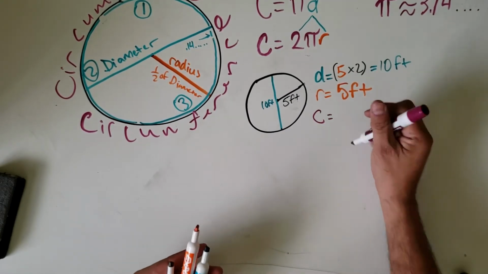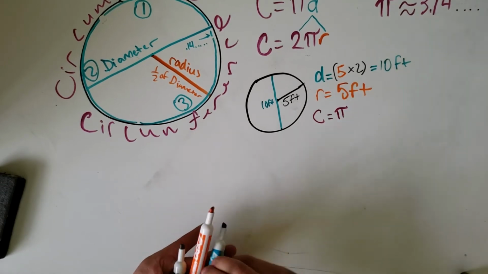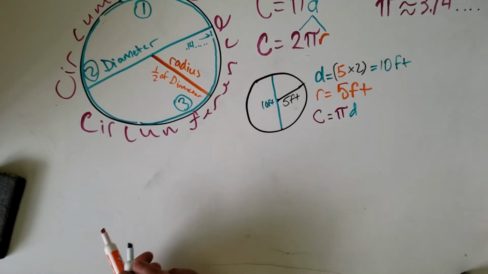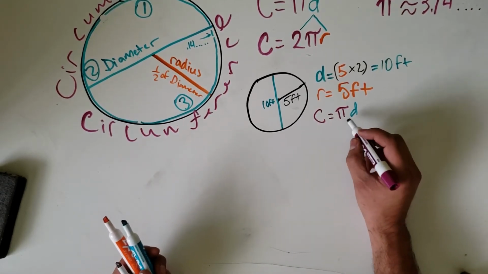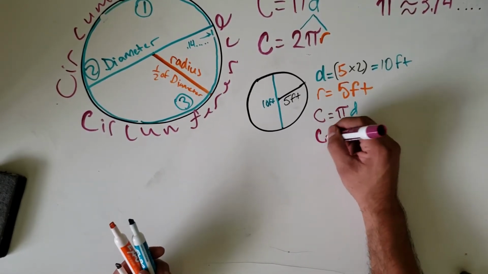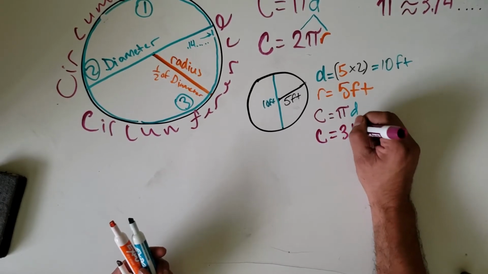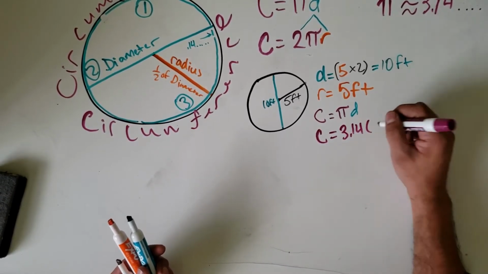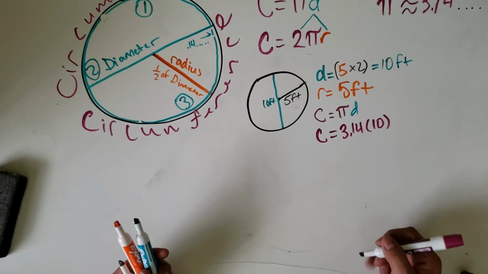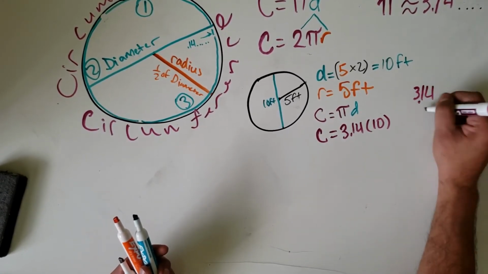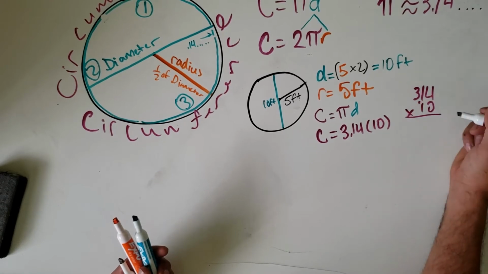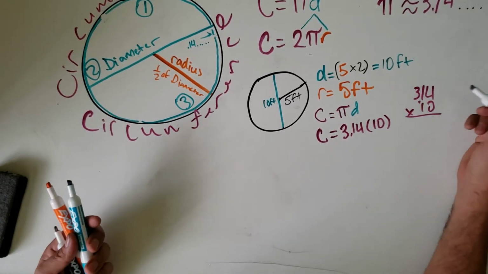So I'm going to put the formula here. I'm going to put pi d. And now I'm just going to replace those two symbols with what they really mean. So I'm going to put C equals 3.14 times diameter of 10. And then we're going to multiply that out. So I'm going to put 3.14 times 10. Remember, you do not have to line up decimals because we're just multiplying.